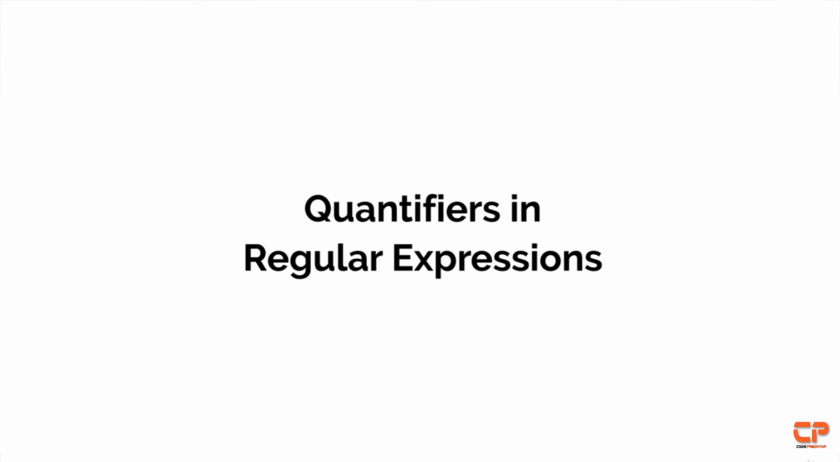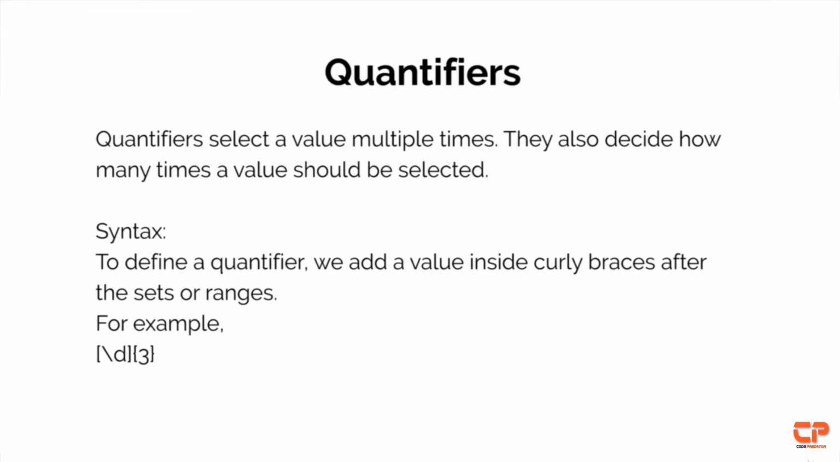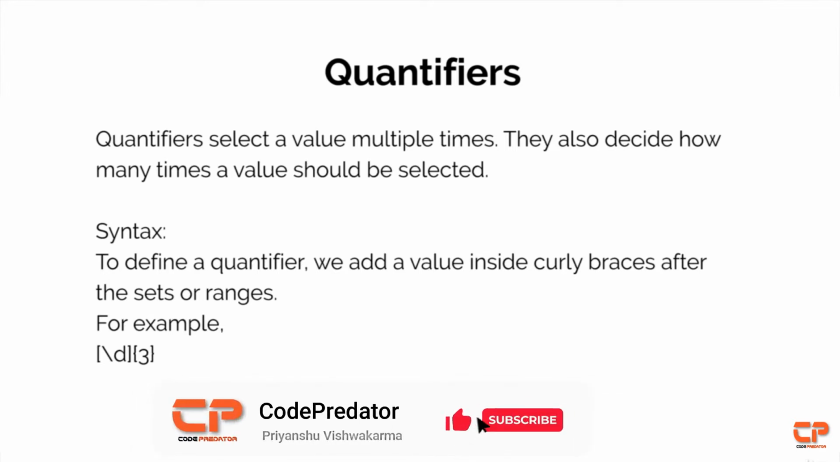JavaScript Playground. In this video, we will talk about quantifiers. In the previous video, we saw that sets and ranges select one element at a time. What if you wanted to select multiple elements? For this, we have something called quantifiers. These quantifiers decide how many times a value should be selected. To define a quantifier, we add a value inside curly braces after the sets or ranges.